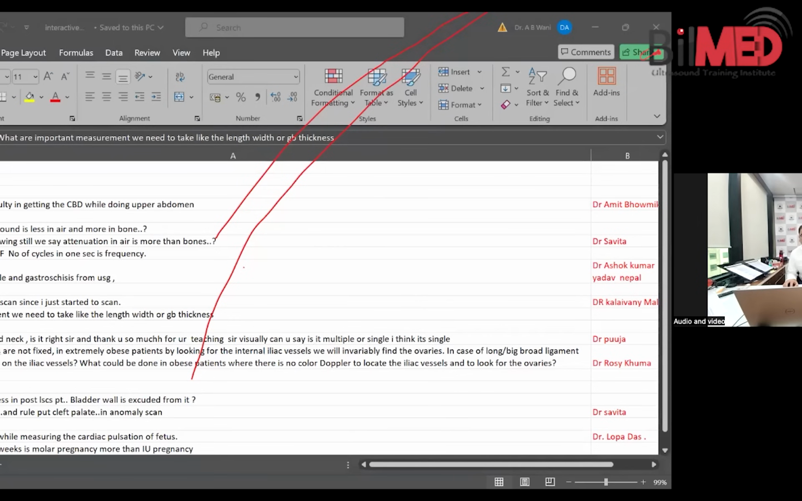Dr. Savita next is posting regarding the cervix. What is the actual measurement of the cervix, whether it is 2.5 or 3, and regarding the scar thickness also. Now, Dr. Lopa Das is posting the question regarding the cardiac pulsations of the fetus and regarding the molar pregnancy and the intrauterine pregnancy, how much ahead is that? So these are the list of questions we got today from our candidates.